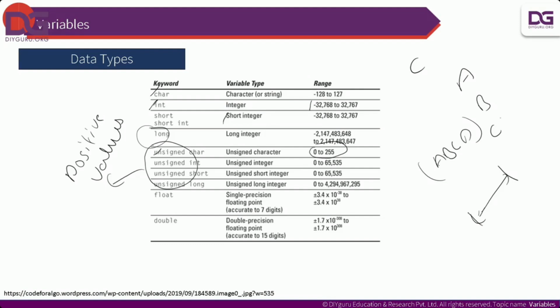Next is your float. For decimals we use float, and for more accuracy, up to 15 digits, we use double.